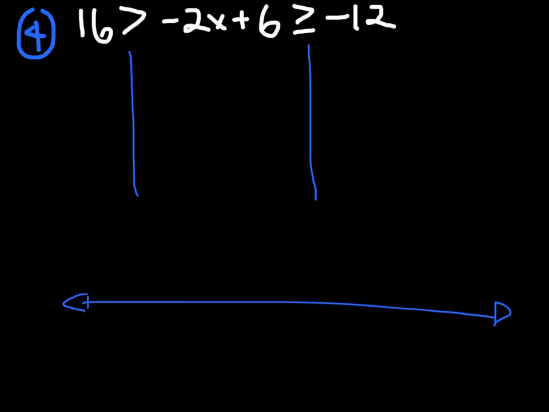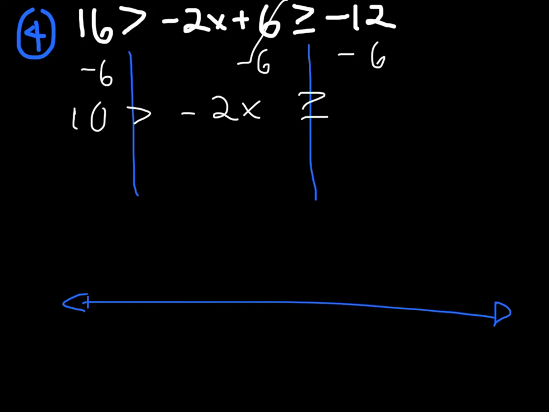Okay, let's try another one of the ANDs. This one says 16 is greater than negative 2x plus 6 is greater than or equal to negative 12. Okay, again, to get my x by itself, I need to start by subtracting 6 from all the sides, all 3 of them. 16 minus 6 is 10. It's greater than negative 2x because this is gone, and is greater than or equal to negative 18.